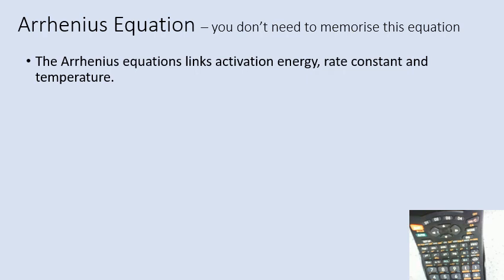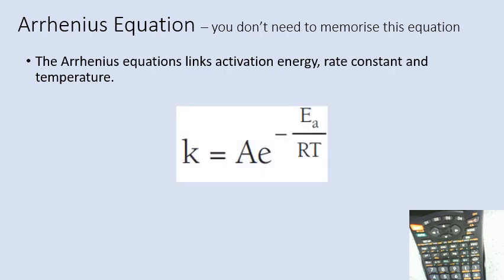Now, unlike the rate equation, which had the rate constant in it and the concentrations, the Arrhenius equation links activation energy to the rate constant and temperature. So we see temperature involved in this one and the activation energy, 2 things that will also affect the rate of a reaction. So it does make sense to have a rate equation that has activation energy and has temperature in it. And there it is there.